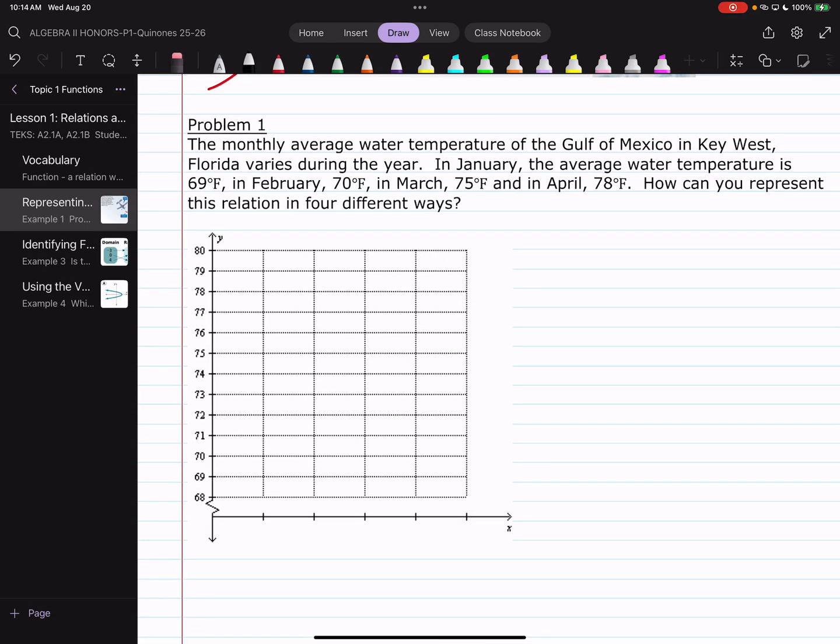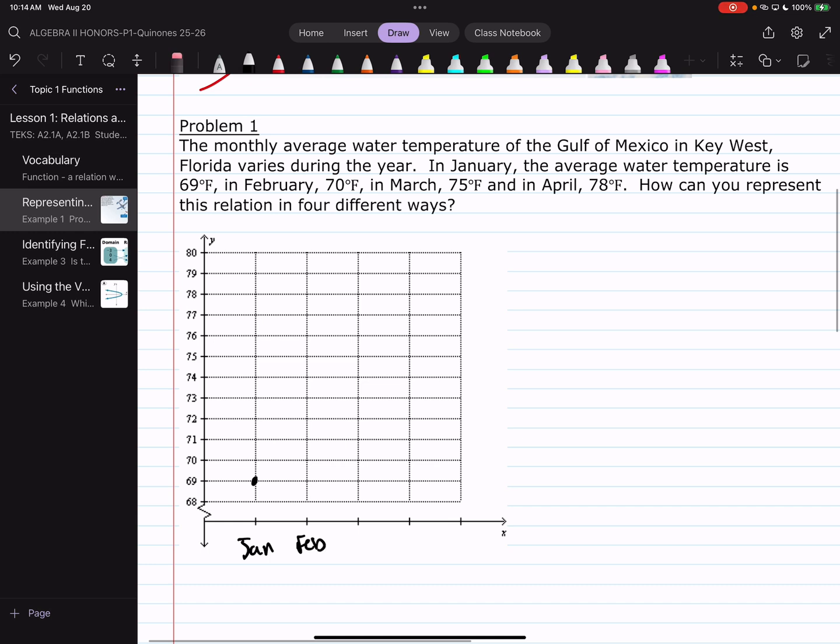Well, let's plot our points. In January, I'm looking at 69 degrees. In February, I'm looking at 70 degrees. March, 75. And April, 78. Cool. Are we okay so far? Have I done anything that's just too much, right? So we're going back all the way to 7th, 8th grade plotting points.